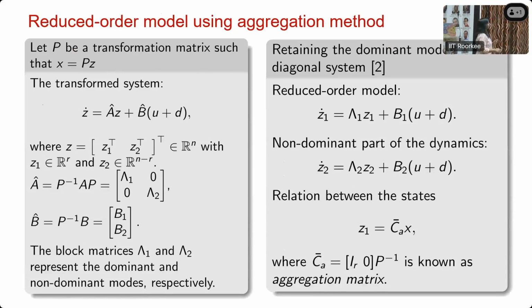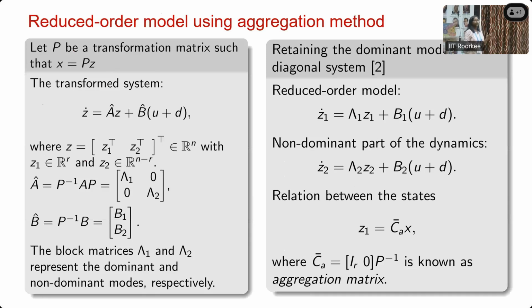So using this aggregation method, there exists a transformation matrix P, which transforms the state X to Z. So this is our transformed system in Z coordinates. Over here, Z has two components, Z1 and Z2, where Z1 denotes the states of the reduced order system, which is the dominant system.